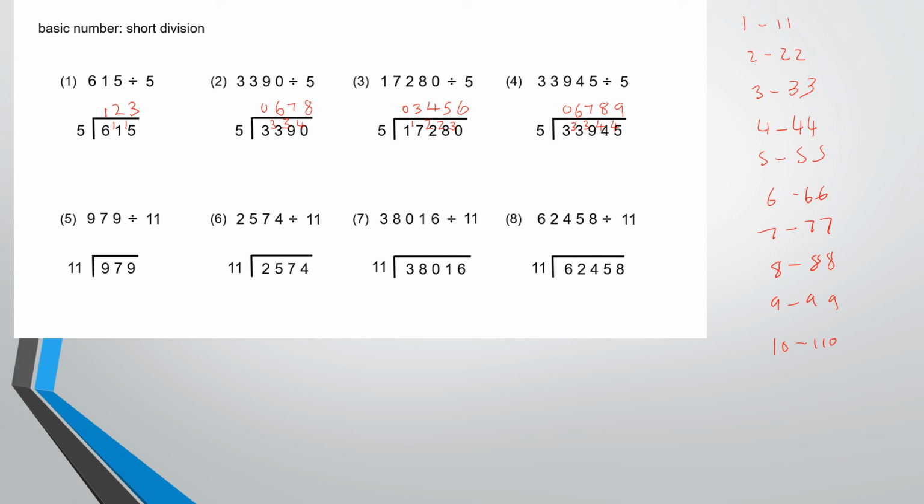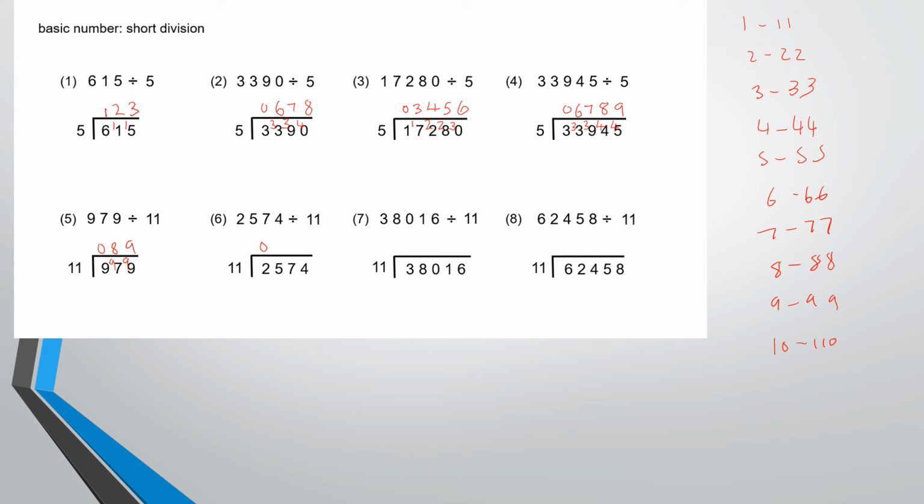Okay. So 11 won't go into 9. So we're looking for 11 into 97. So 8 there's the closest. So we're going to put 8. And it leaves us 9 left over. 11 into 99 is 9.